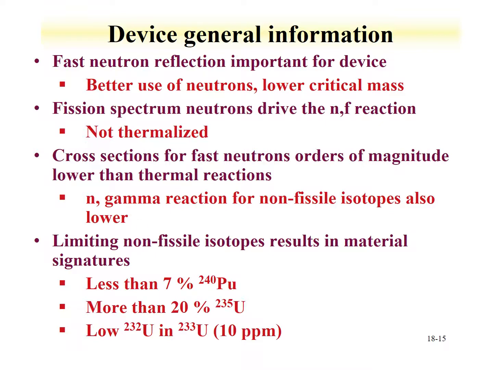Remember when we talked about the fission process for uranium-235, we saw that the thermal neutrons had a much larger cross section. So within material, you tend to have limiting non-fissile isotopes that provide signatures. We've already discussed less than 7% plutonium-240. If it's uranium, it's more than 20% uranium-235, and if you had uranium-233, you'd have relatively low amounts of uranium-232, on the order of 10 ppm, just because a daughter of uranium-232, one of the chain products, produces a very intense gamma.